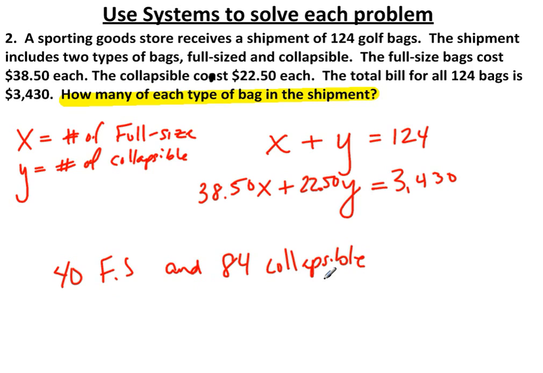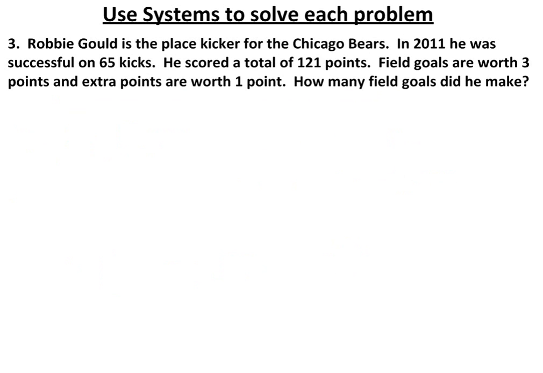That's what you should get if you solve it. Let's look at our third example. Robbie Gould is a place kicker for the Chicago Bears. In 2011, he was successful on 65 kicks. He scored a total of 121 points. Field goals are worth 3 points, and extra points are worth 1 point. How many field goals did he make?